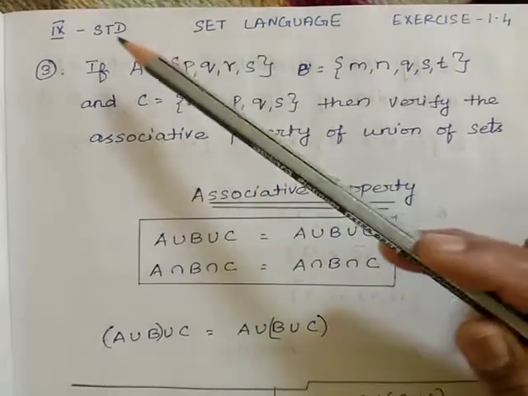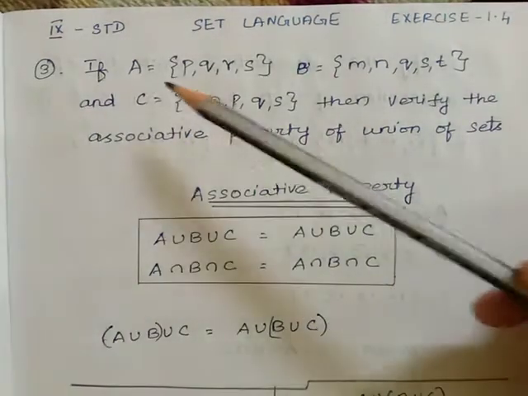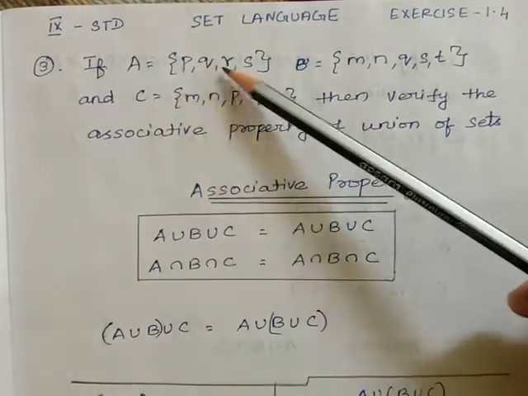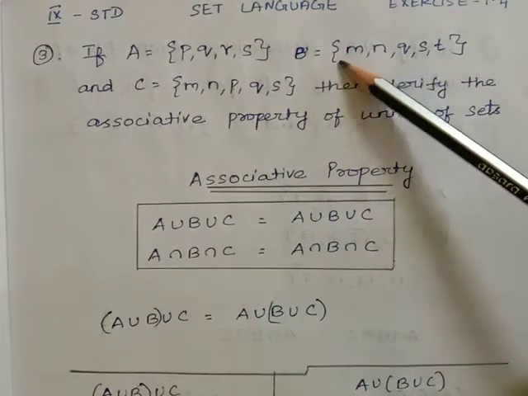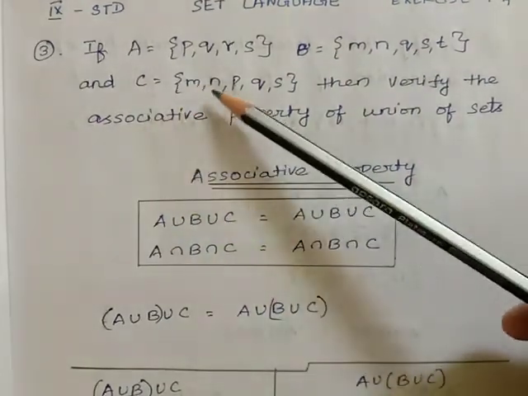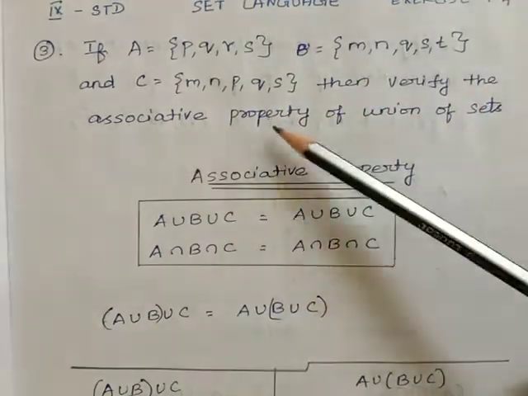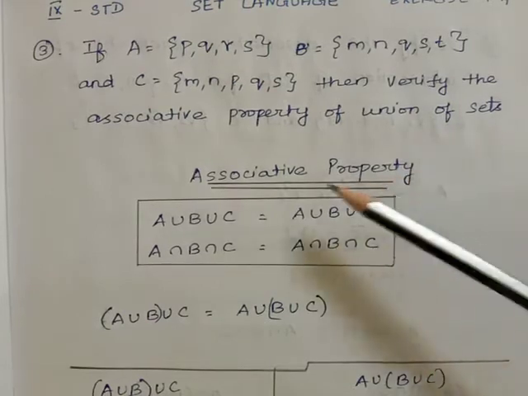Today we are going to learn 9th standard set language exercise 1.4, third sum. If A equals {P, Q, R, S}, B equals {M, N, Q, S, T} and C equals {M, N, P, Q, S}, then verify the associative property of union of sets.